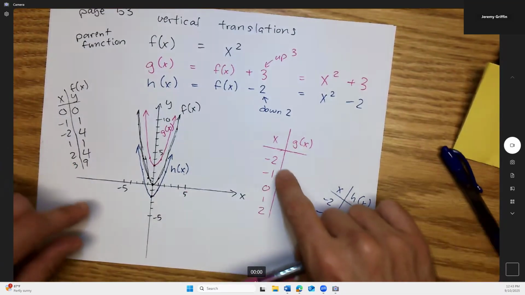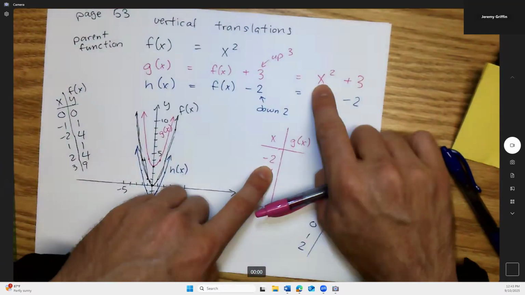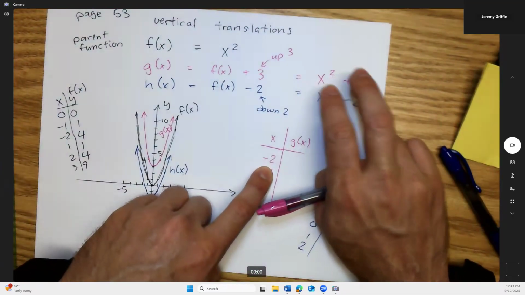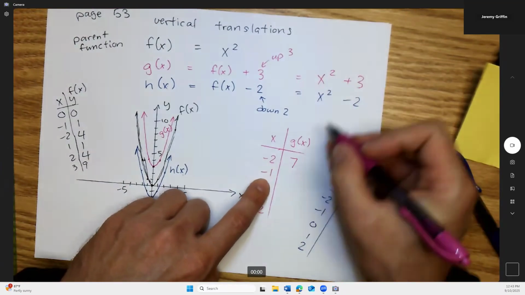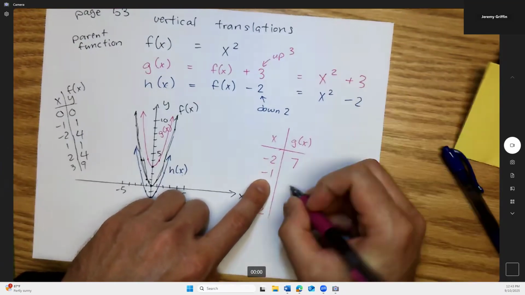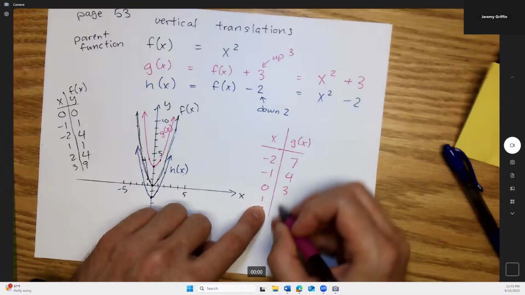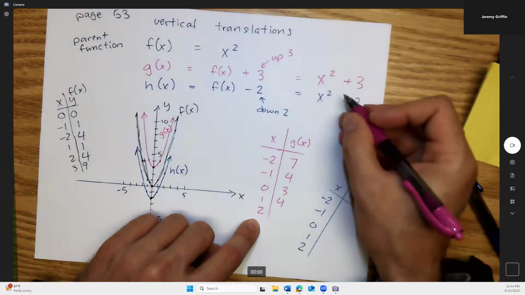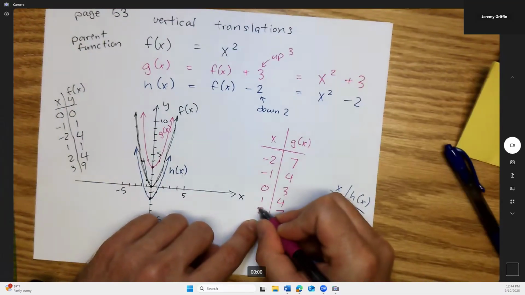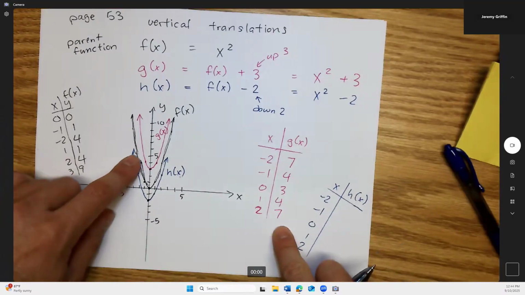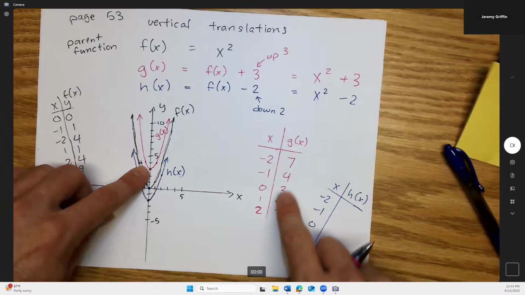So let's see. If I take -2 and plug it in, -2 squared is positive 4, plus 3 is 7. -1 squared is 1, +3 is 4. 0 squared is 0, +3 is 3. 1 squared is 1, +3 is 4. 2 squared is 4, +3 is 7. Does that actually map to this pink curve? Let's see if it does.